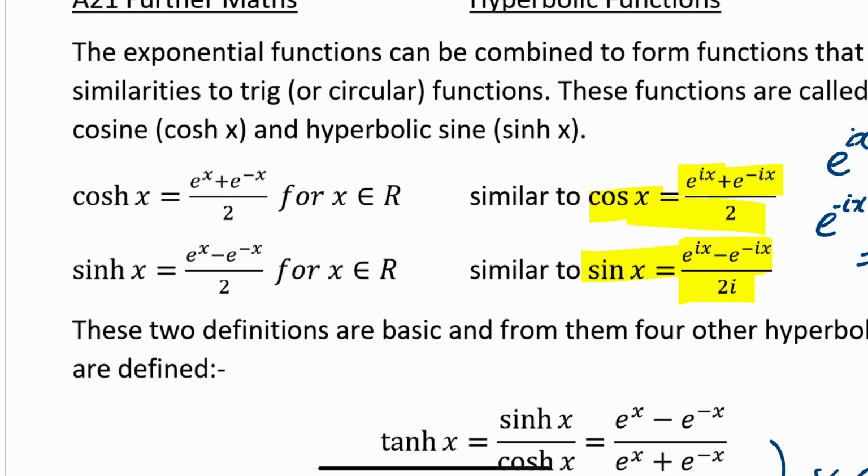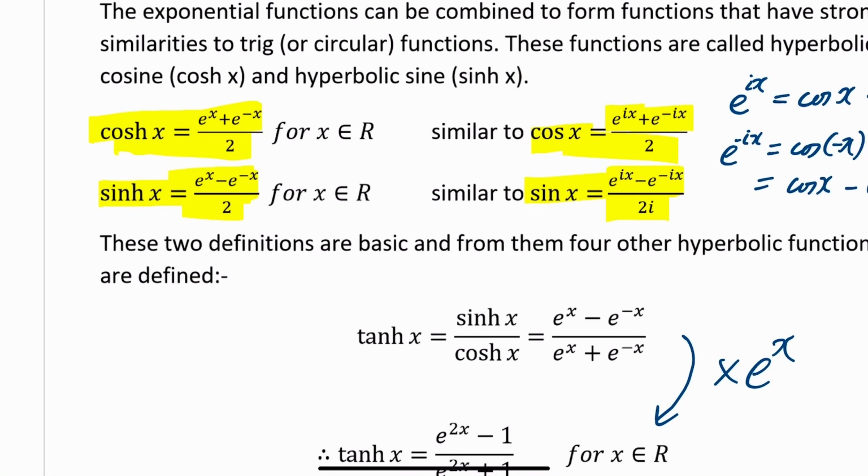Okay, so hyperbolic cos, very similar to the one we have here. Hyperbolic cos, similar to its circular trig function, is just e to the x plus e to the minus x over 2. And hyperbolic sine is e to the x minus e to the minus x all over 2. So those are your basic definitions, and then from them you can get your other ones.